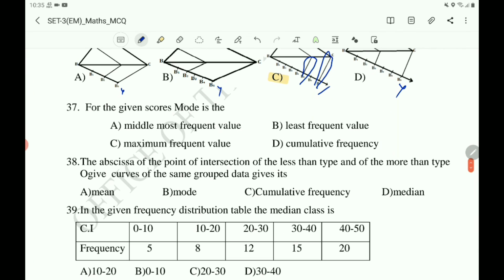Then you take the question number 37. For the given scores, mode is the maximum frequent value. It is the most repeated score. Directly you can identify the answer. What is that? Option C, maximum frequent value.